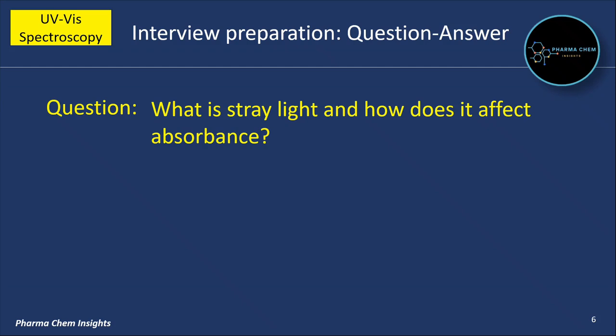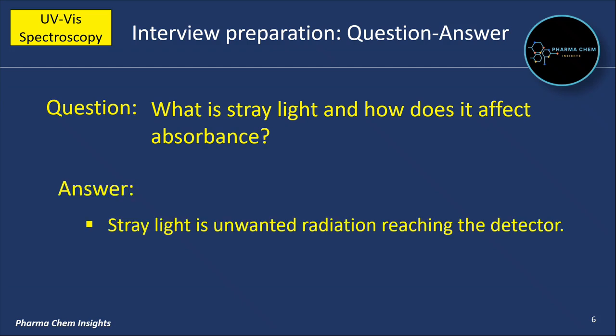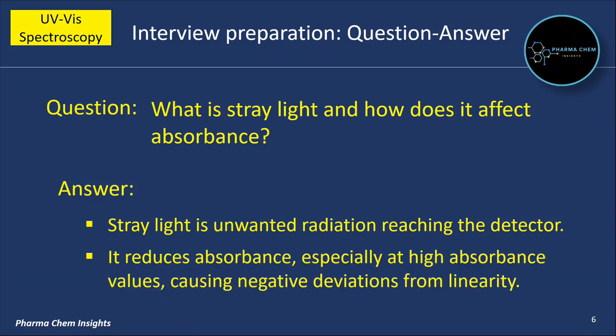Next question, what is stray light and how does it affect absorbance? Stray light is unwanted radiation or light reaching the detector. It reduces absorbance, especially at high absorbance value, causing negative deviations from linearity.